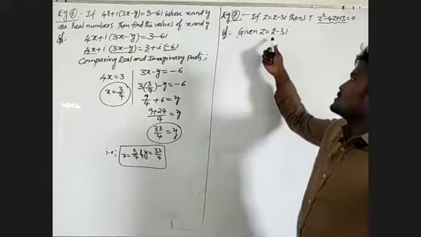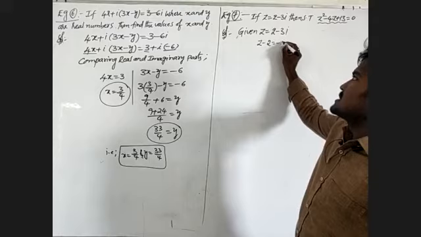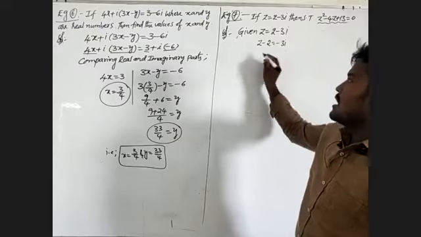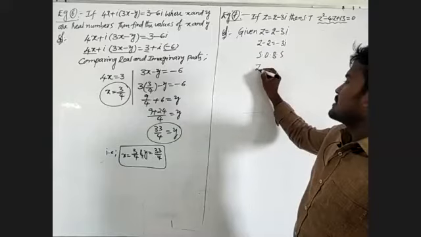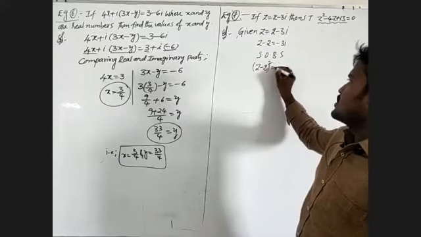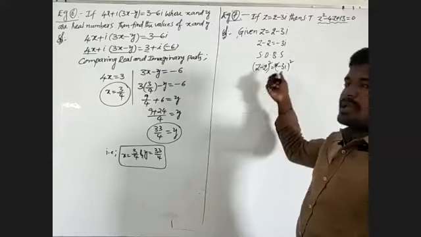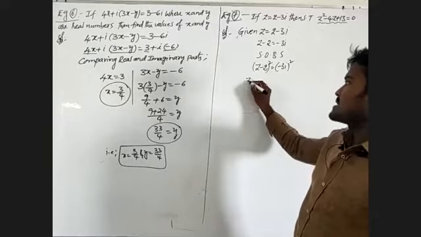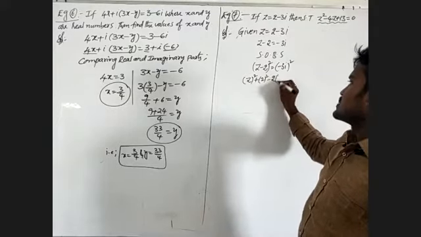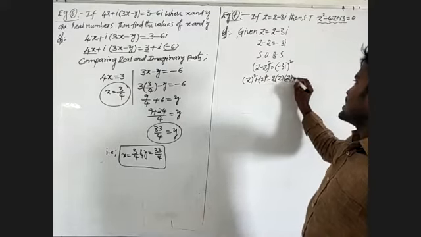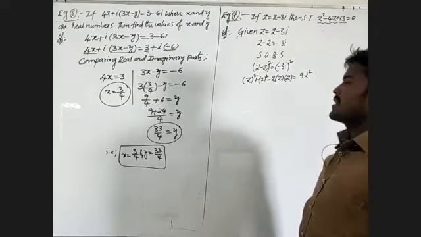We have to move the 2 to this side, that will be written as z minus 2 is equal to minus 3i. Then we take squaring on both sides, that must be written as z minus 2 whole square is equal to minus 3i whole square. When it is of the form a minus b whole square, the expansion is z square plus 2 square minus 2 into z into 2 is equal to minus 3 whole square, that will be written as 9, remaining is i square.